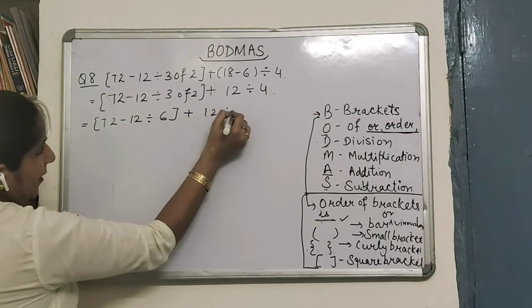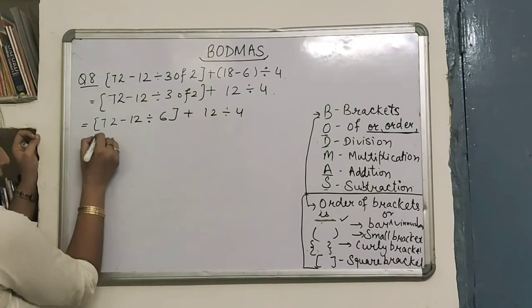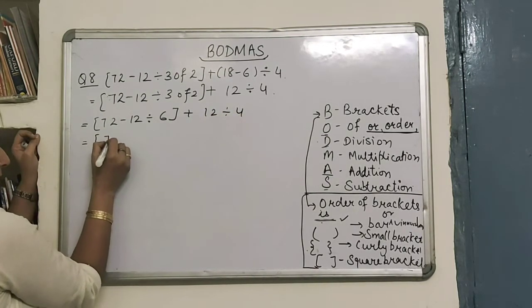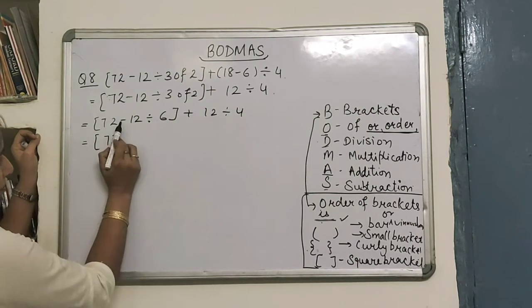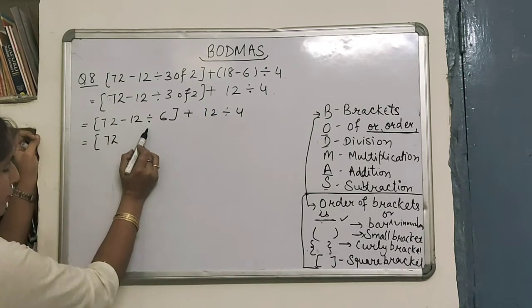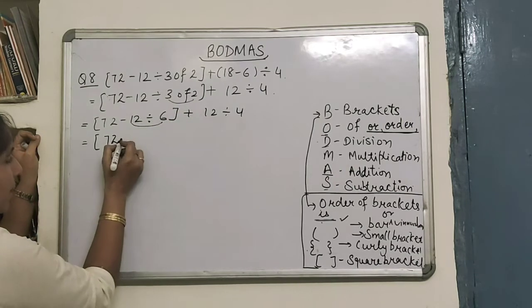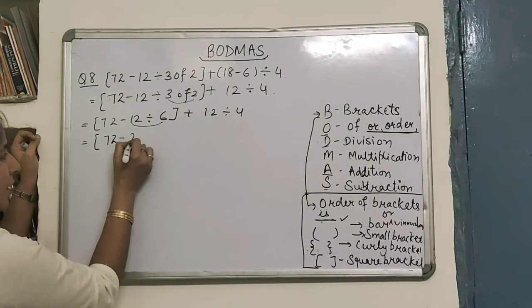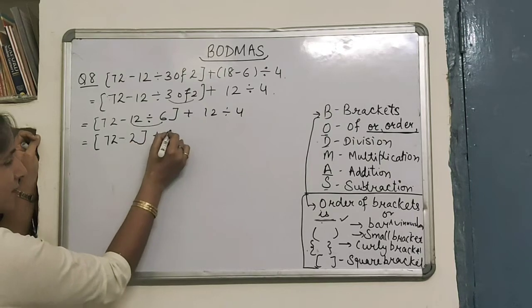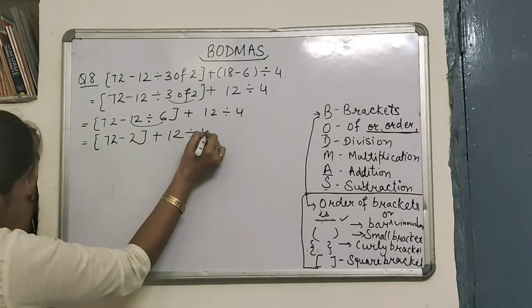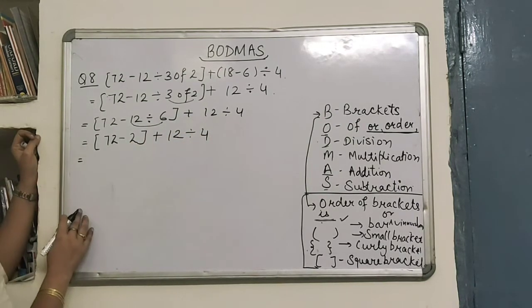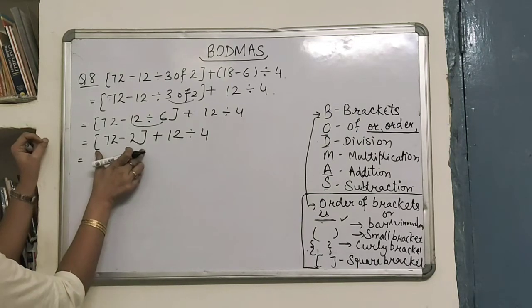Then 12 divided by 4. Now also keeping the square bracket same. Now subtraction and division, two signs are here. What should I do first? I need to solve the division first. So now 6 2s are 12. Like this we can write. Now 72 minus 2 is left in the square bracket.